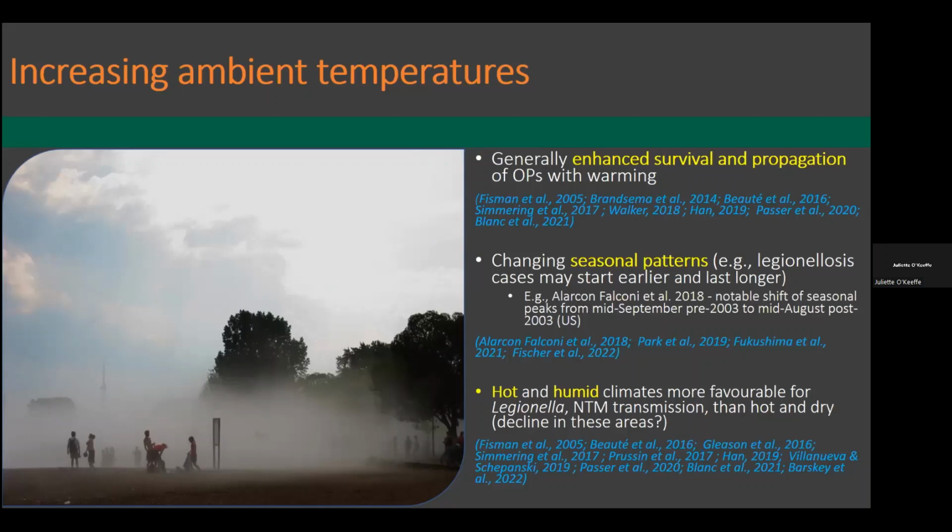So that warming is not necessarily the only factor. We notice that in the literature, humidity is very important. So it's these hot and humid climates that favor Legionella and also NTM transmission. But in hot and dry climates, are we going to see a decline? And that's also mentioned in the Health Canada report that maybe there will be some areas where we see changing patterns. So it might not be an increase everywhere.